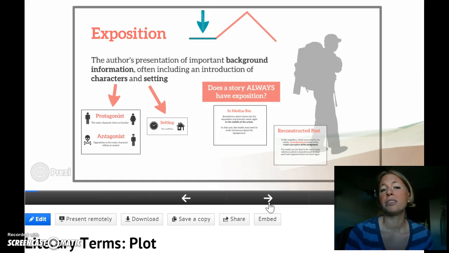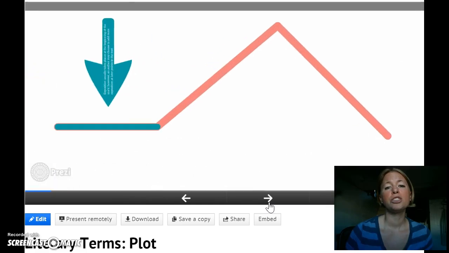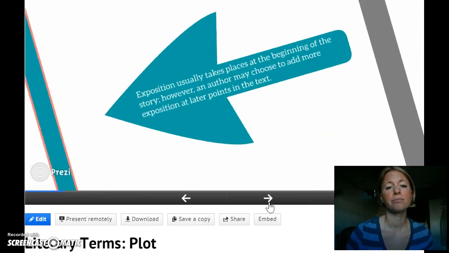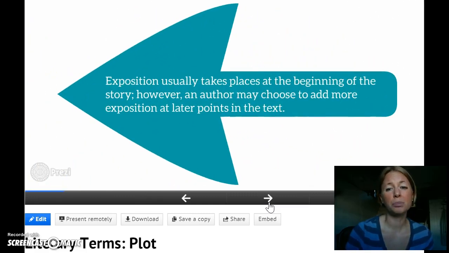This is the author's presentation of important background information. It will often include an introduction to our main characters and the setting. As you can see here, exposition is represented by the flat green line. Nothing has really happened yet, so that's why we're still at a flat line. Exposition usually takes place at the beginning of the story, as I mentioned.